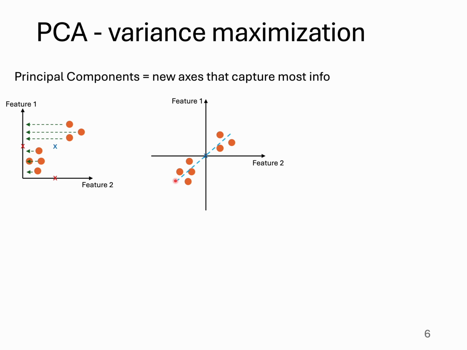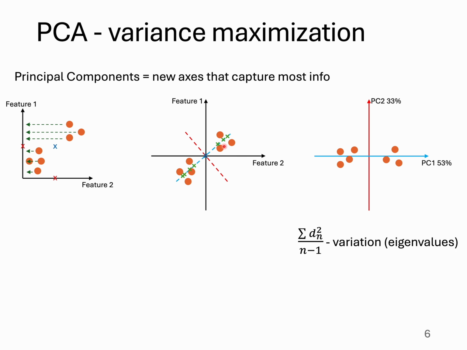And through this center, we try to find a line that will go through the center and lie as close as possible to all the points that we have. This line will be our principal component. So the projection should be the shortest. And the next component, the second one, will be the orthogonal line to the first one. Then we rotate our data, and now we have two new principal components.